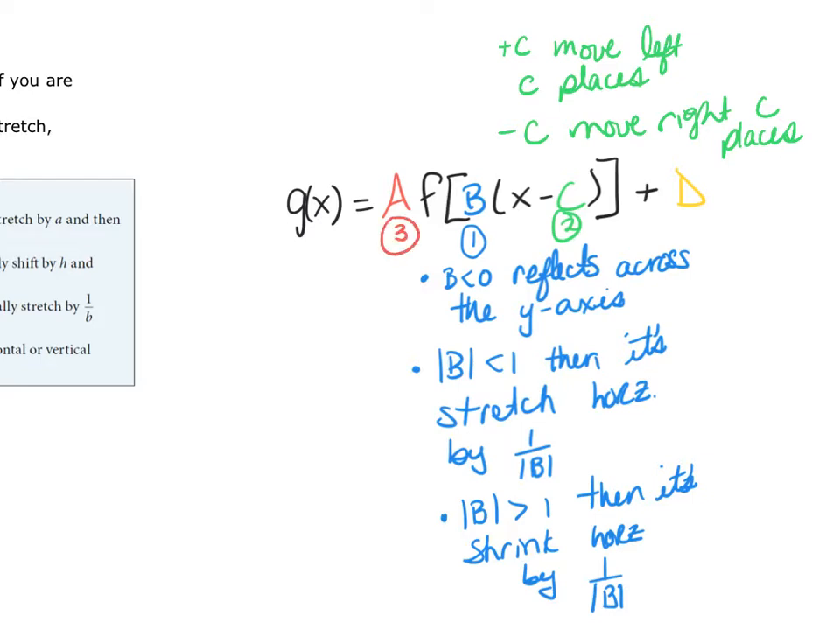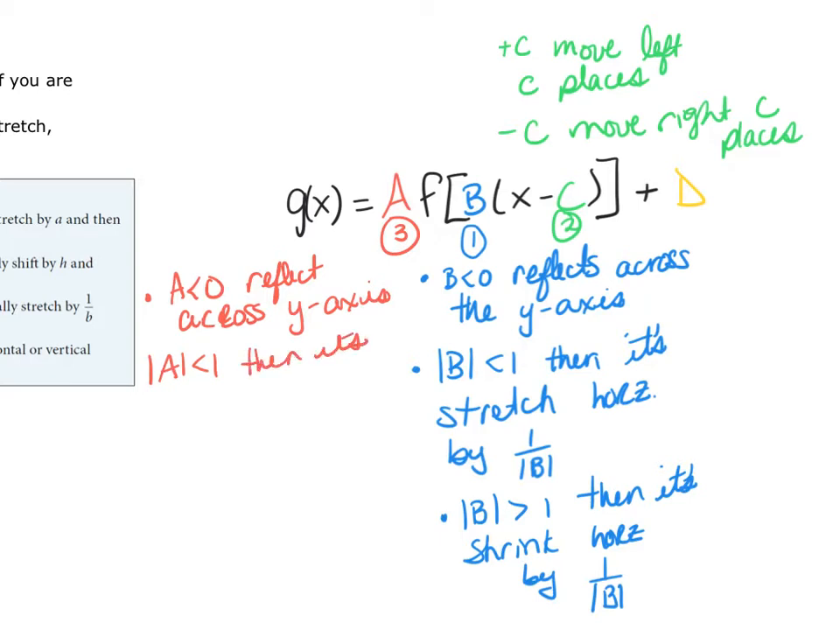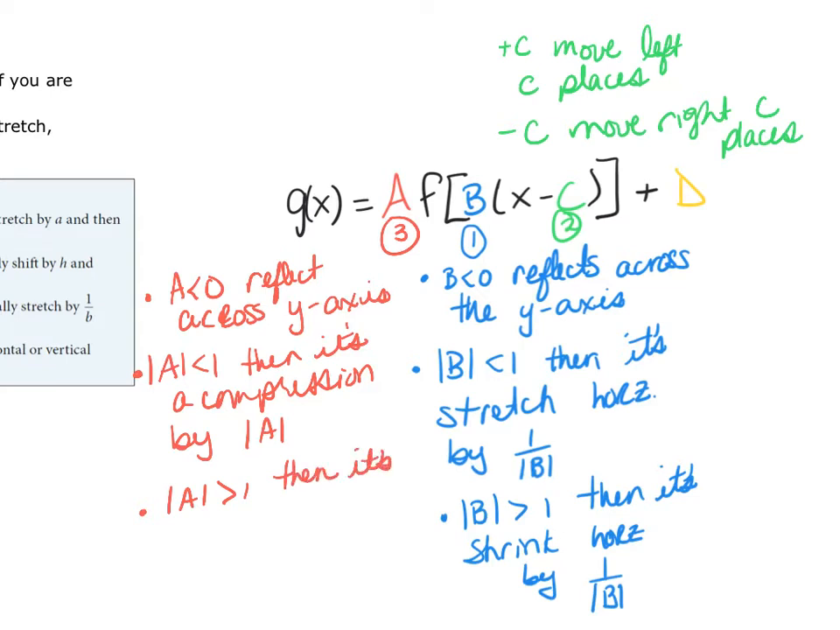The next thing you want to do is your A, and so you're going to be looking for when A is less than 0. When A is less than 0, we are going to reflect across the y-axis. If the absolute value of A is less than 1, then it's a compression by the absolute value of A. Notice that this is not the reciprocal, it's just a strict multiplication. If the absolute value of A is greater than 1, then it's a stretch by the absolute value of A.